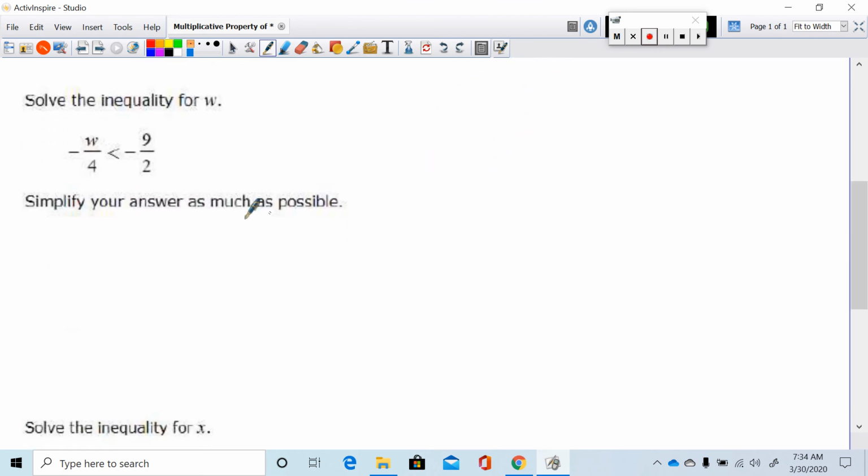Okay, these negatives, I'm going to move them up top. So I'll call it a negative W over 4 is less than negative 9 over 2. I want to get rid of the denominators. So since you have more than one fraction, you have to multiply each term by the common denominator, which would be 4. The least common multiple is another way of saying that.